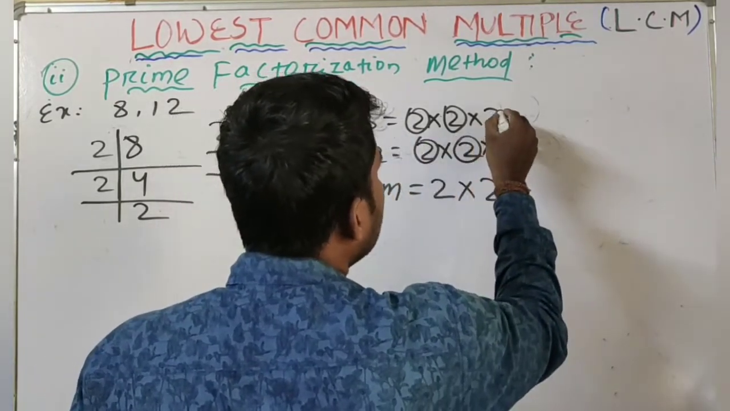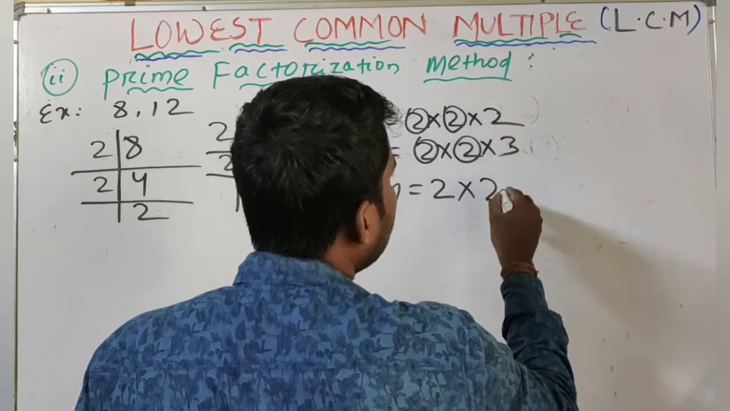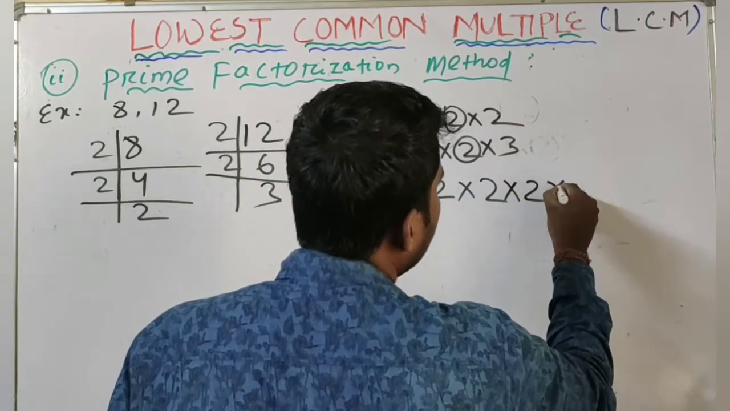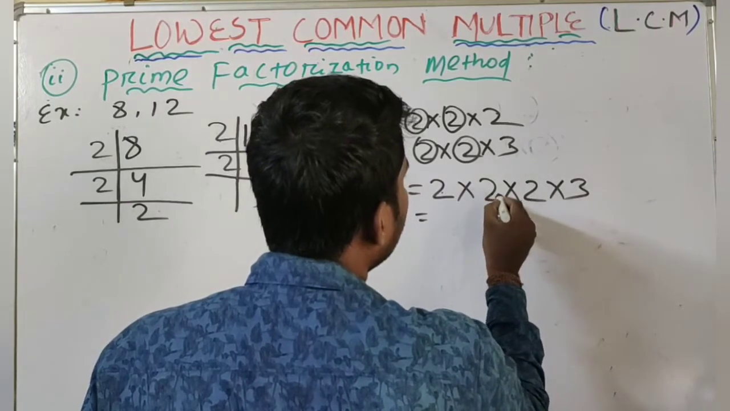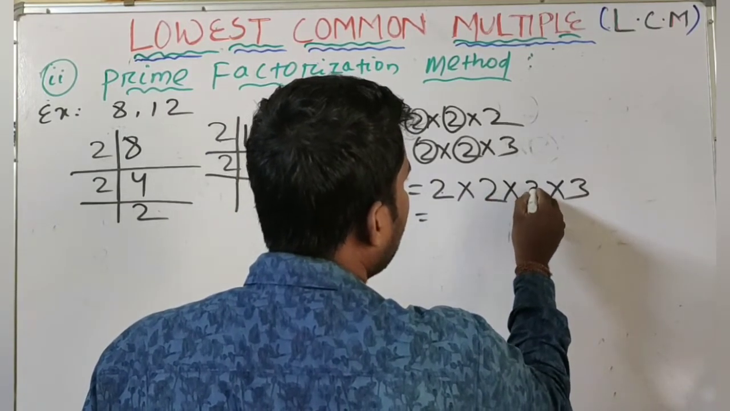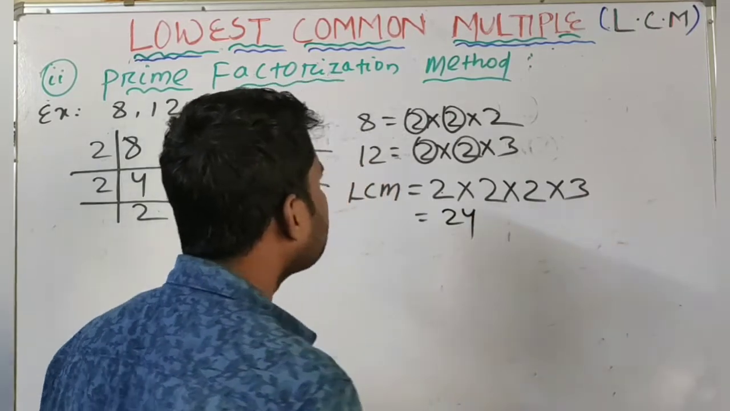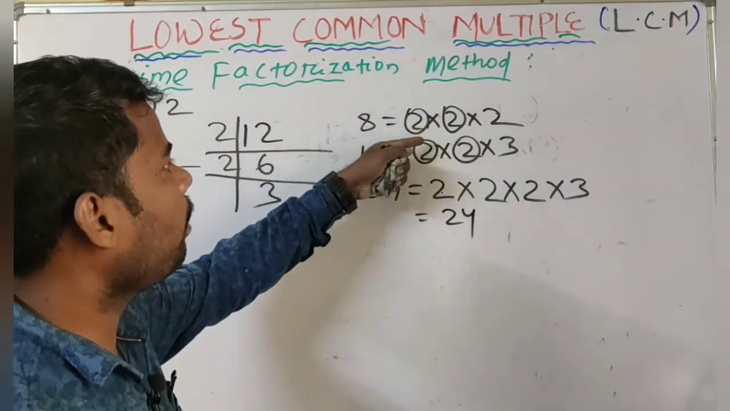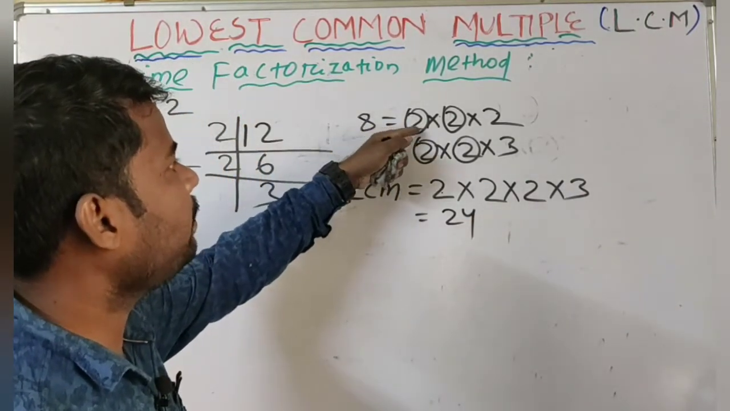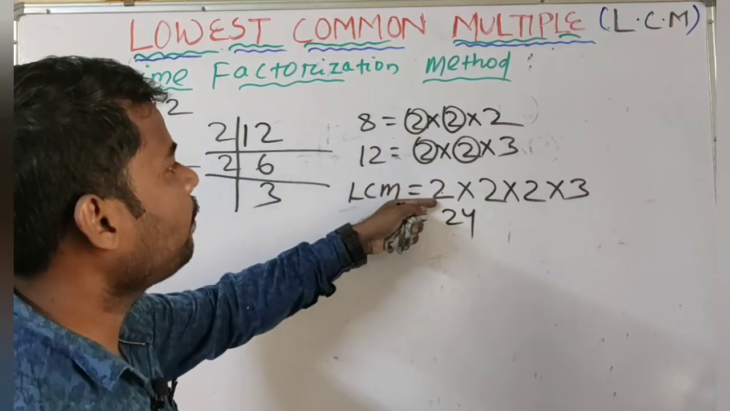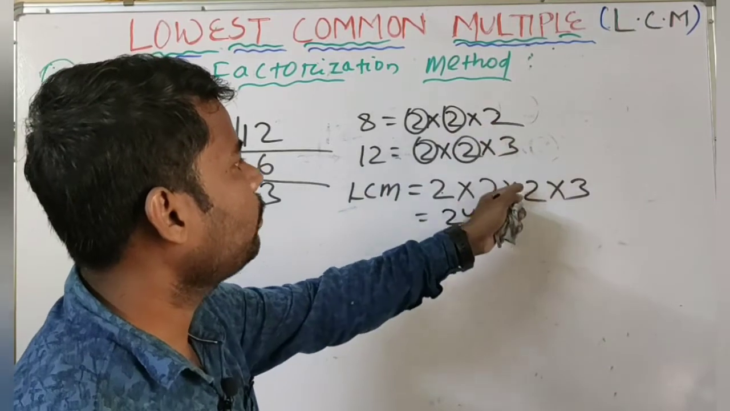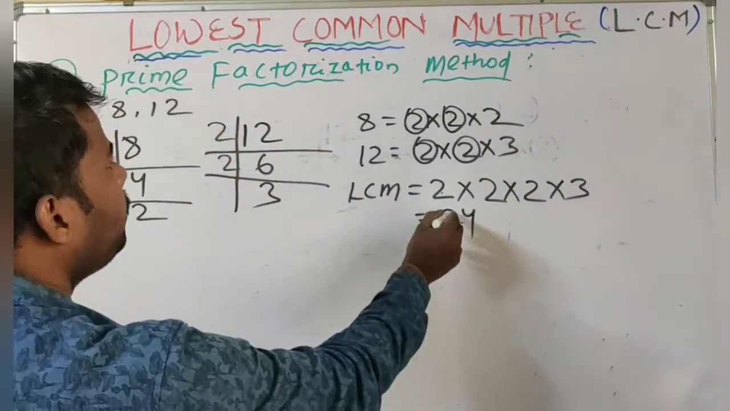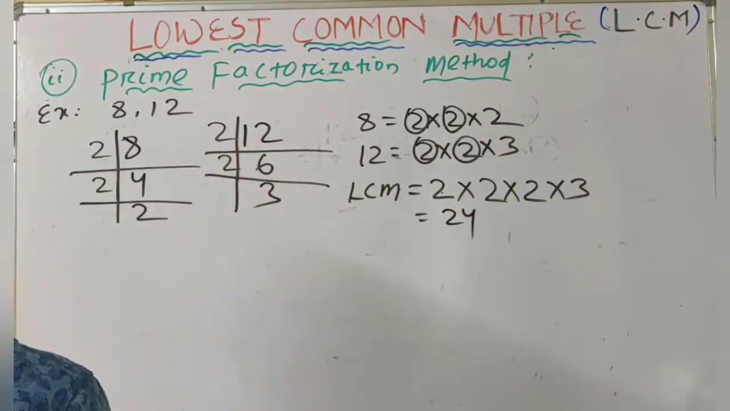Again here 1, 2 and 1, 3 left. Again both 2 and 3 we have to multiply. So LCM will be 2 into 2, 4, into 2, 8, into 3, 24. So which prime numbers are common to both numbers, we have to multiply once, and which are left, we have to multiply. So 24 is the LCM of 8 and 12.